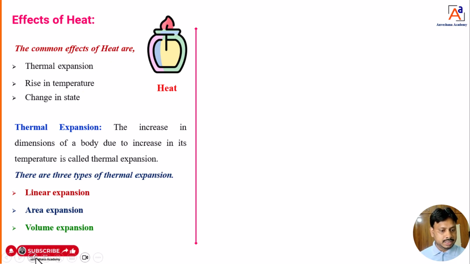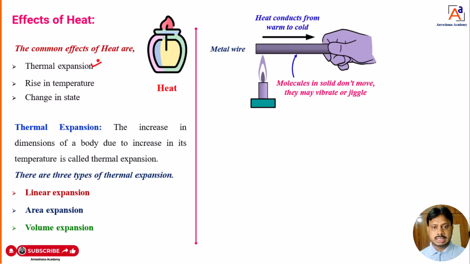Now, if you are supplying heat to the system, you can take a system or a body. Generally I will use the word system because it's a thermodynamic term. So when we supply heat to the system, there is some effect that is going to happen. What is that? Thermal expansion. I will take a metal rod and heat one end of it. Then what happens? The heat energy is going to transfer from the high temperature region to the low temperature region. Because of this heat, some changes are going to happen in the metal rod.